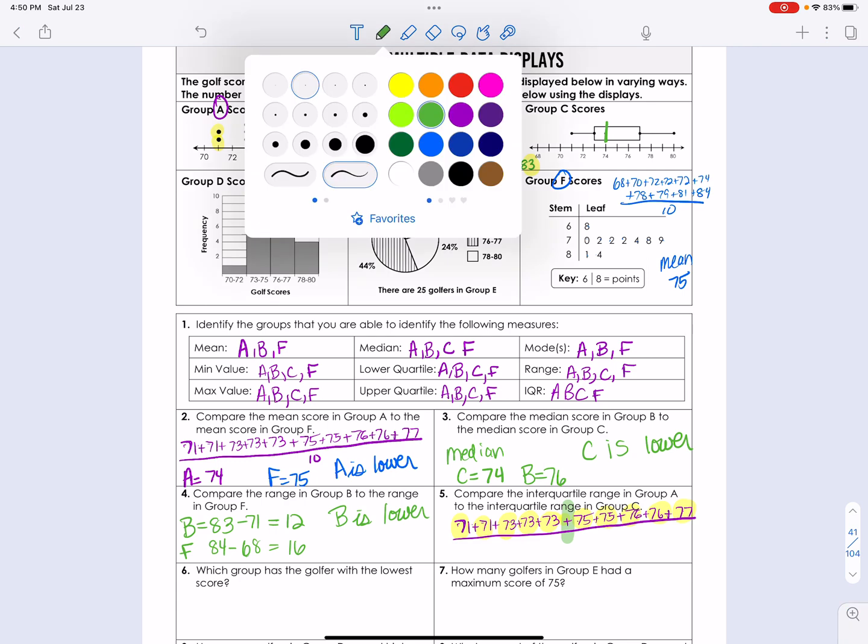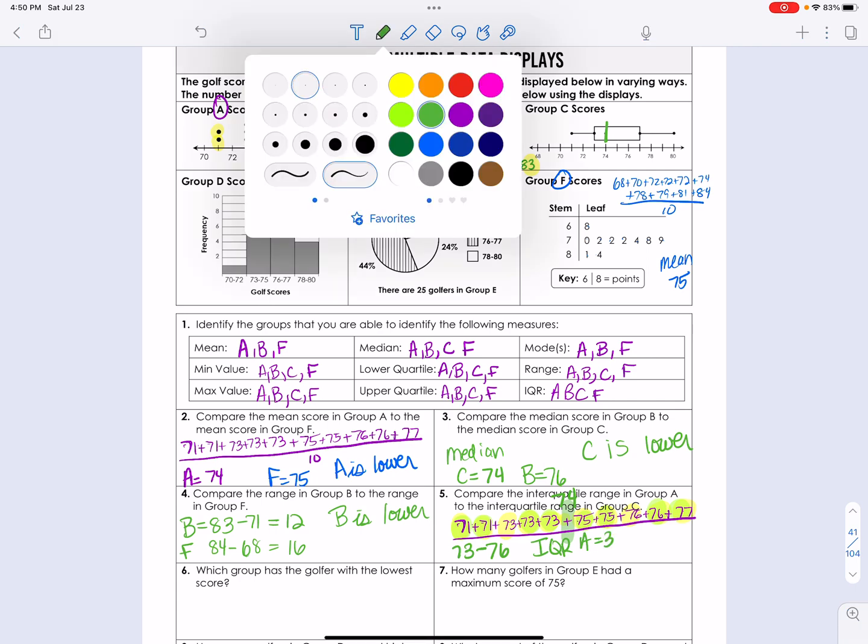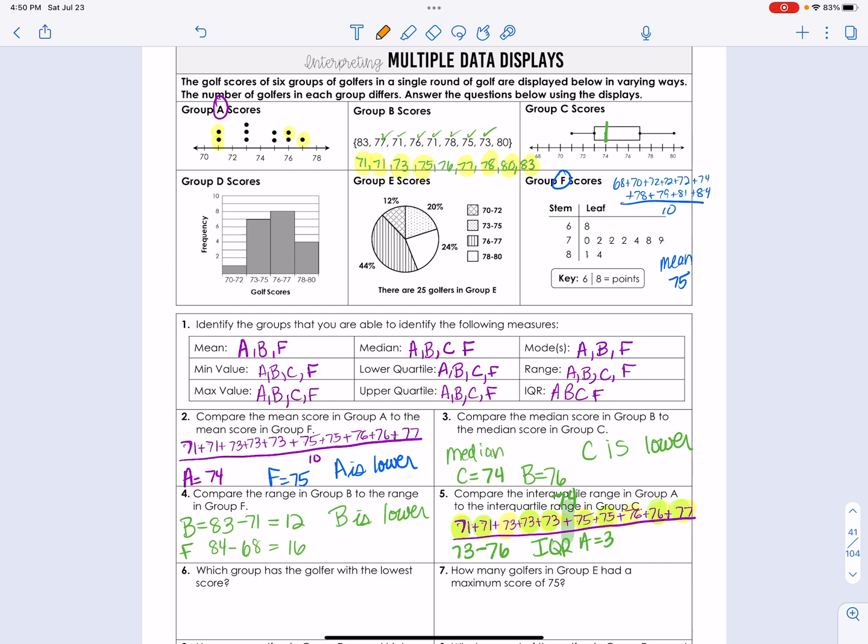So my middle is 74, right? Now I'm going to do those here. So the lower quartile is 73. And I'm going to do the same thing here. And the upper quartile is 76. So the interquartile range of group A is 3. And now for C, it's a little bit easier because this is at 77 and this is at 73. If I subtract them, the IQR of C is 4.